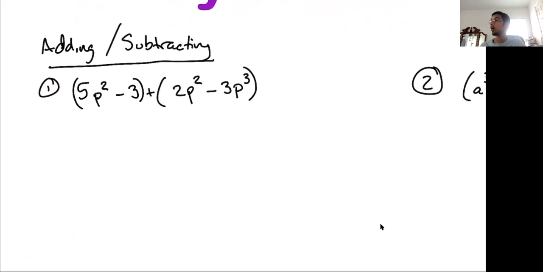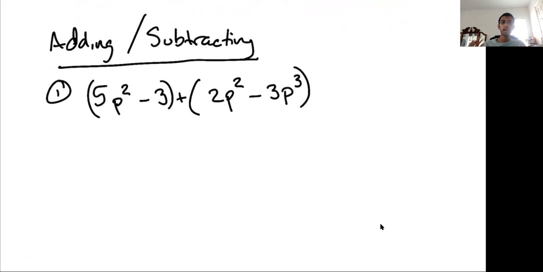So in this case, we are doing addition. As we can see here, we have 5p squared minus 3 in parentheses plus another set of parentheses, which has 2p squared minus 3p cubed. So how do I solve this? Since there's a plus sign right here, we can just pretty much add everything up together. And we don't have to worry about distributing or anything like that, which we'll see in the next problem, which we will have to do. But for this one, we can just combine the like terms right now.